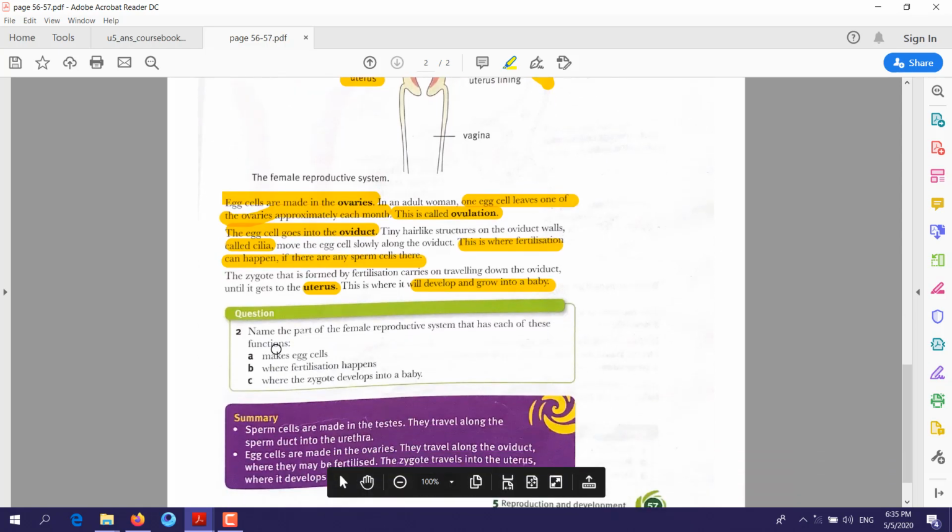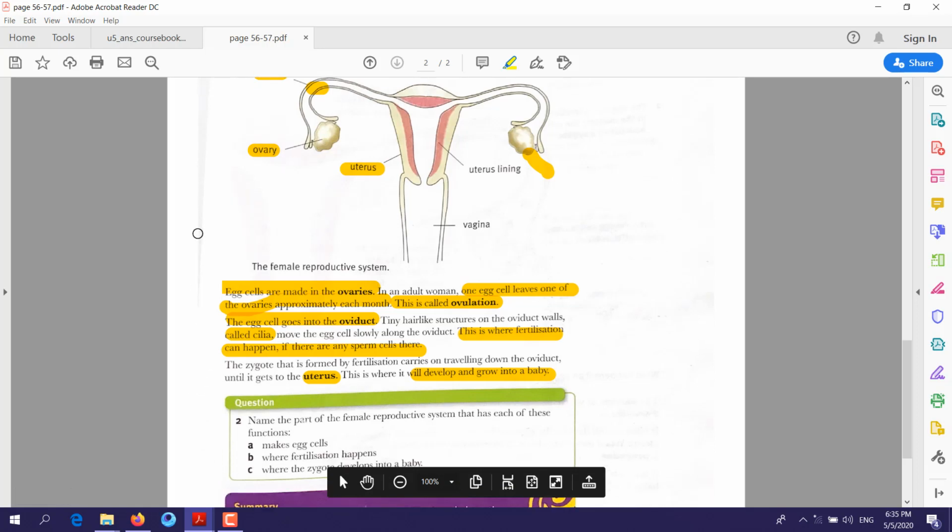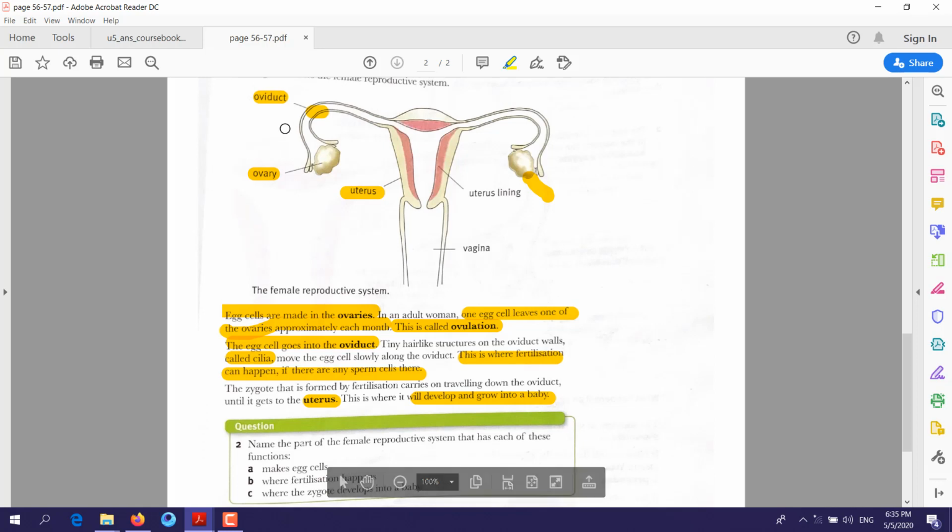Question number 2. Name the part of the female reproductive system that has each of these functions. A. Makes egg cells. Which part is responsible for making eggs? The answer is the ovary. B. Where will the fertilization take place? We say the fertilization will take place in the oviduct. C. Where does the zygote develop into a baby? The zygote will develop into a baby in the uterus.